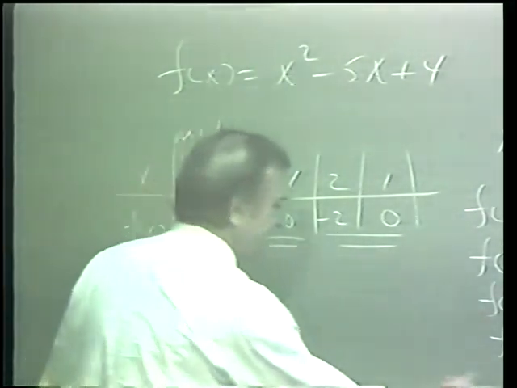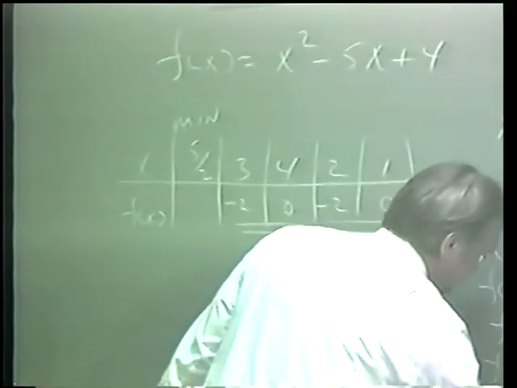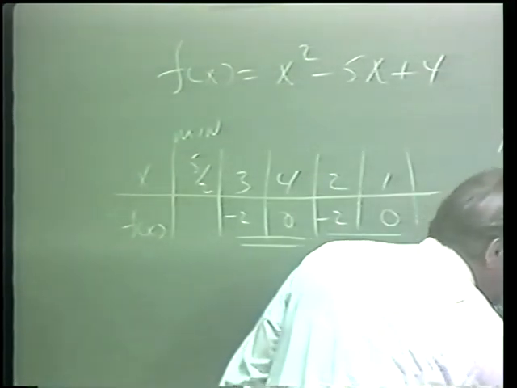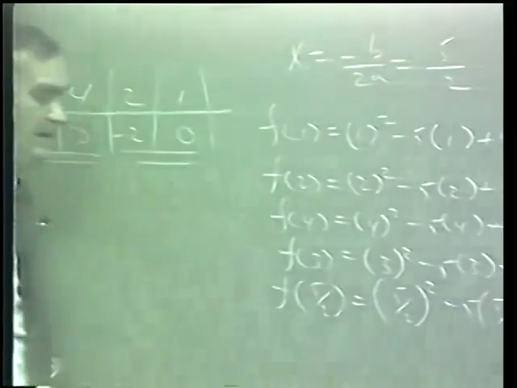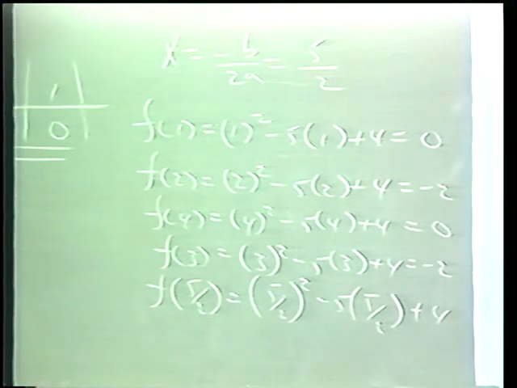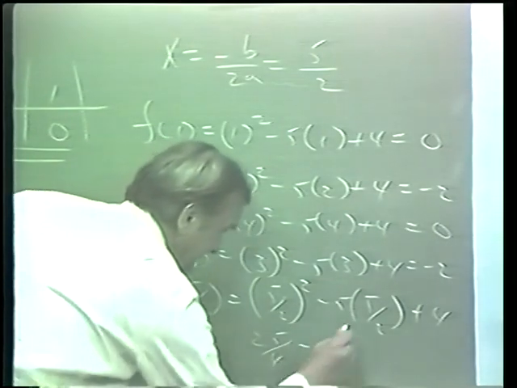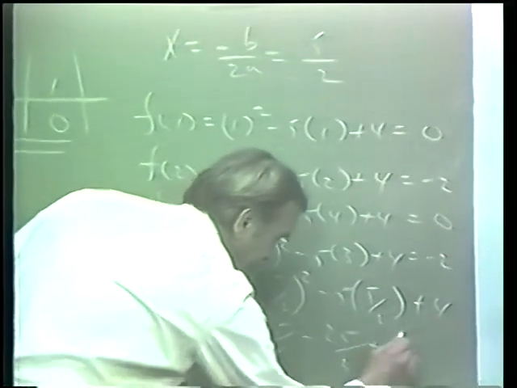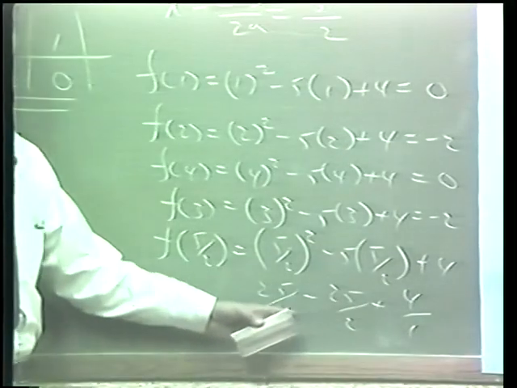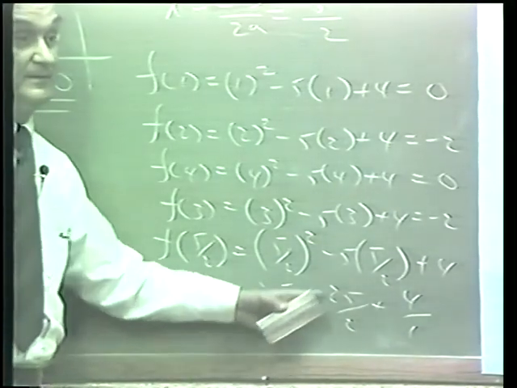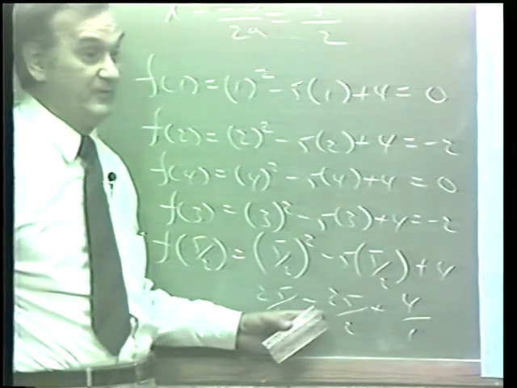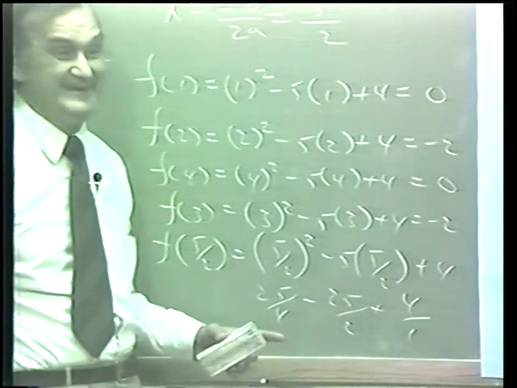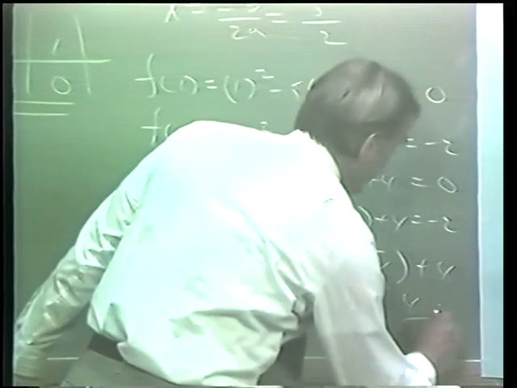Now that leaves us f of 5/2. And for some reason, anytime we have fractions, there is trouble. All we're doing is finding f of 5/2. Every place we have an x, put in 5/2. Well, that gives us 25/4 minus 25 over 2 plus 4 over 1. The LCD here would be what? 4. That gives you 25/4 minus 50/4 plus 16/4, which is a negative 9/4.